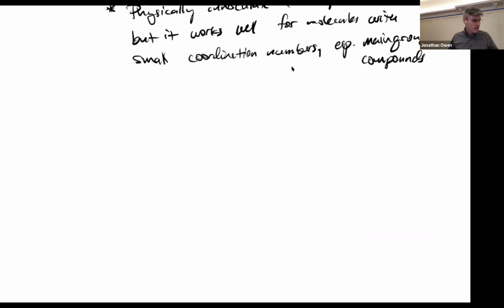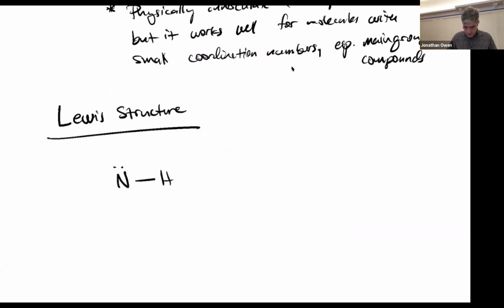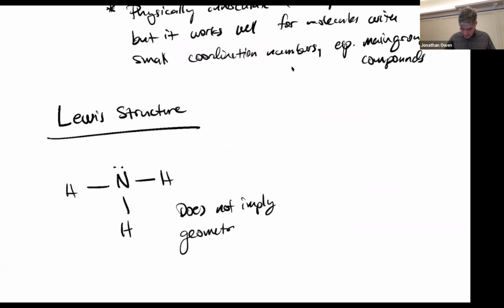All right, so let's take a look here. I just want to make a distinction here. A Lewis structure does not imply geometry. Now, a VSEPR structure does. It's an indicator of molecular shape.